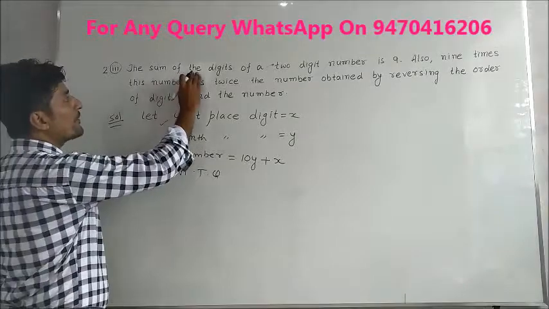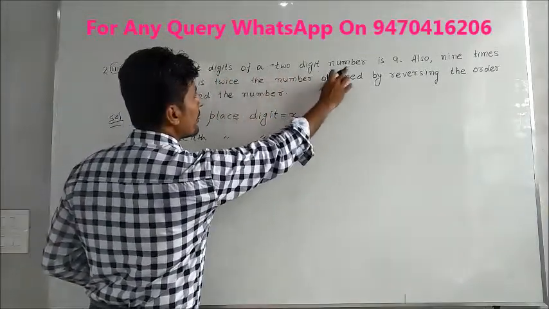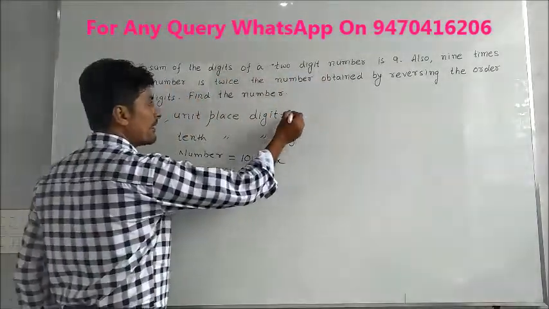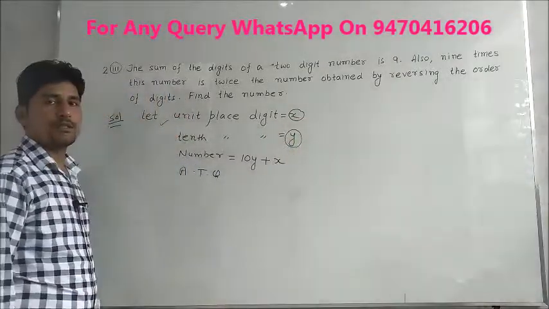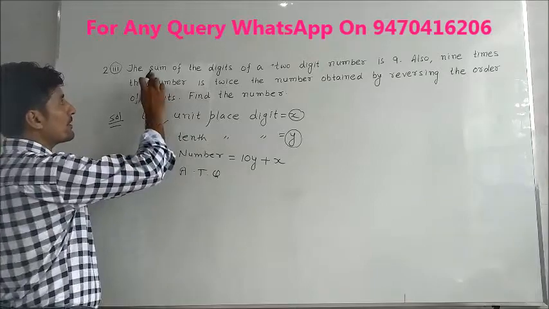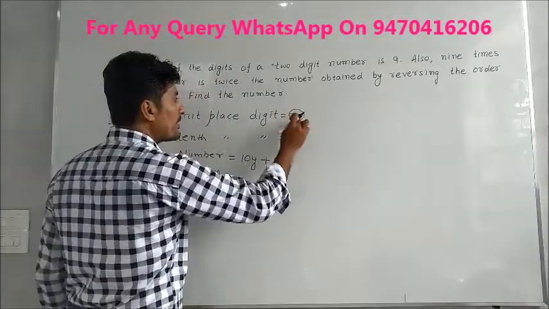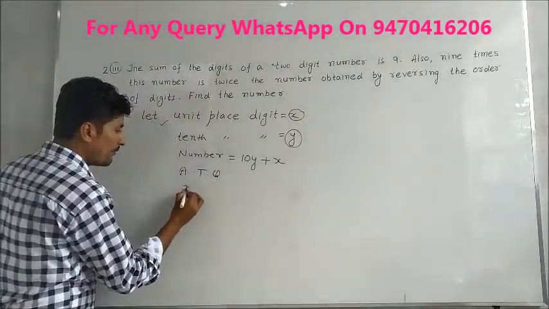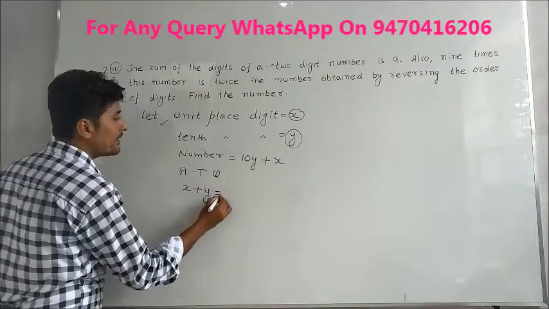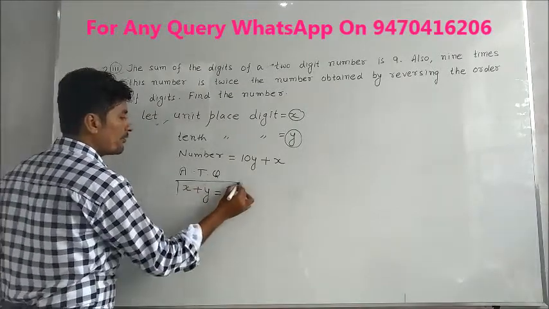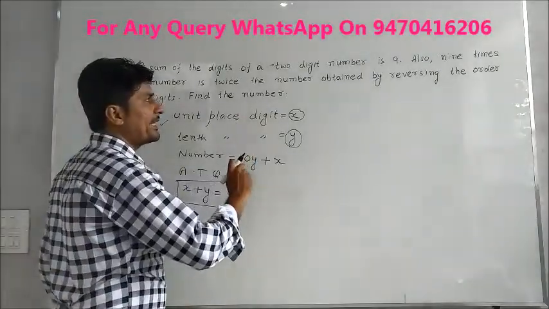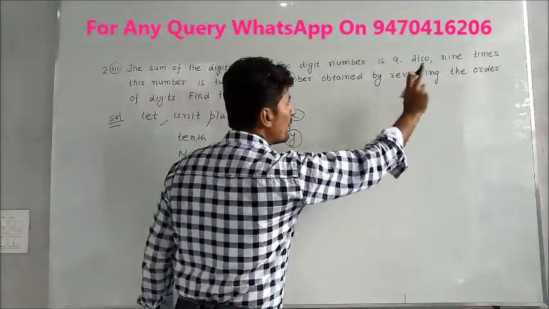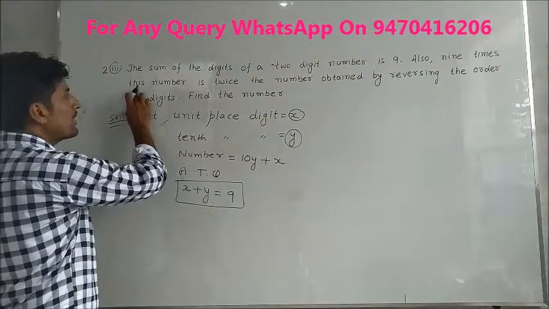The sum of the digits of a 2-digit number is 9. This is the unit place digit, this is the 10th place digit. So according to the question, the sum of the digits x and y is equal to 9. So we got the very first equation. Now the second line of this question.